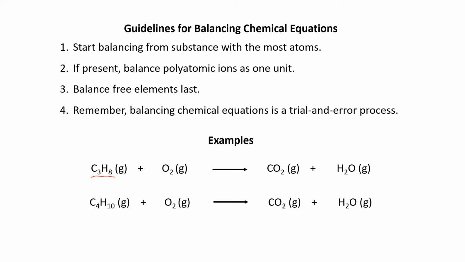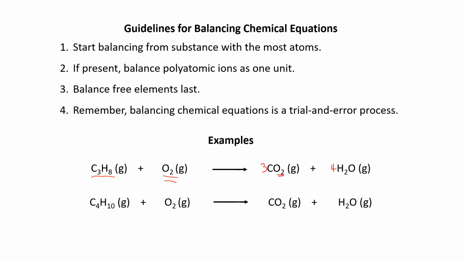and on this side we have one carbon and we have two hydrogens. Well, I'll put a 3 over here in front of this carbon, so now that gives me 3 carbons on this side. And to get 8 hydrogens on this side, I will put a 4 here. Alright, so now I'm going to save the free element for last, this diatomic oxygen, to balance. So 3 times 2 is 6, so that's 6 oxygens here. And then 4 here, 6 oxygens.